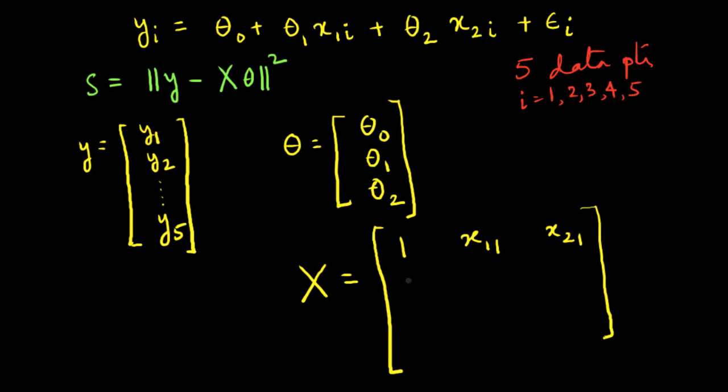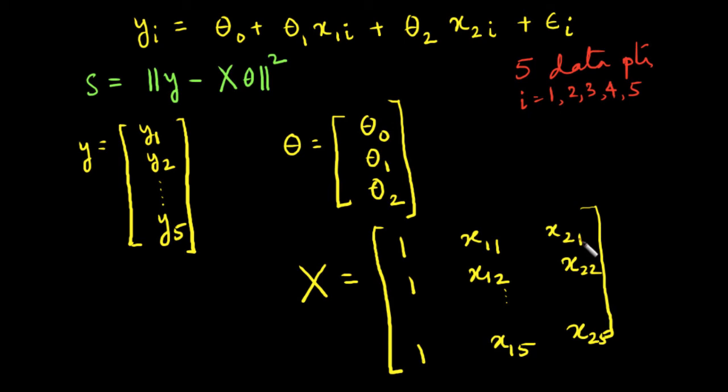Similarly, the second row will be 1, x1 2 and x2 2, and so on up to 1, x1 5 and x2 5. This is the way you form your output vector, parameter vector and your input matrix, so that we can do our differentiation easily.